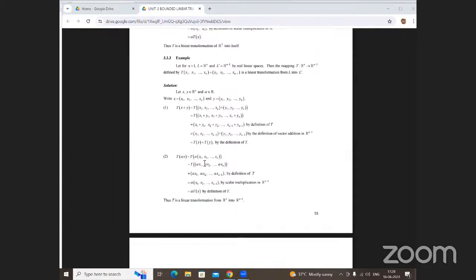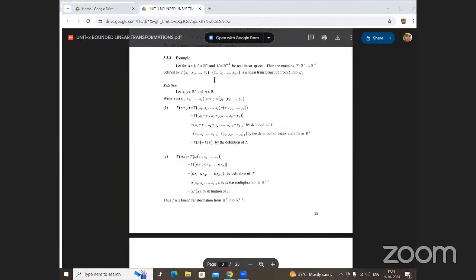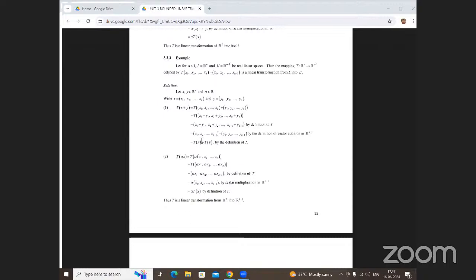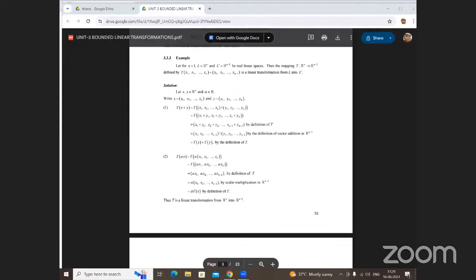Here x by definition is x1, x2, and so on up to xn. So this is T of alpha x1, alpha x2, and so on up to alpha xn. By definition, this is equivalent to the image, x1, x2, and so on up to xn minus 1.